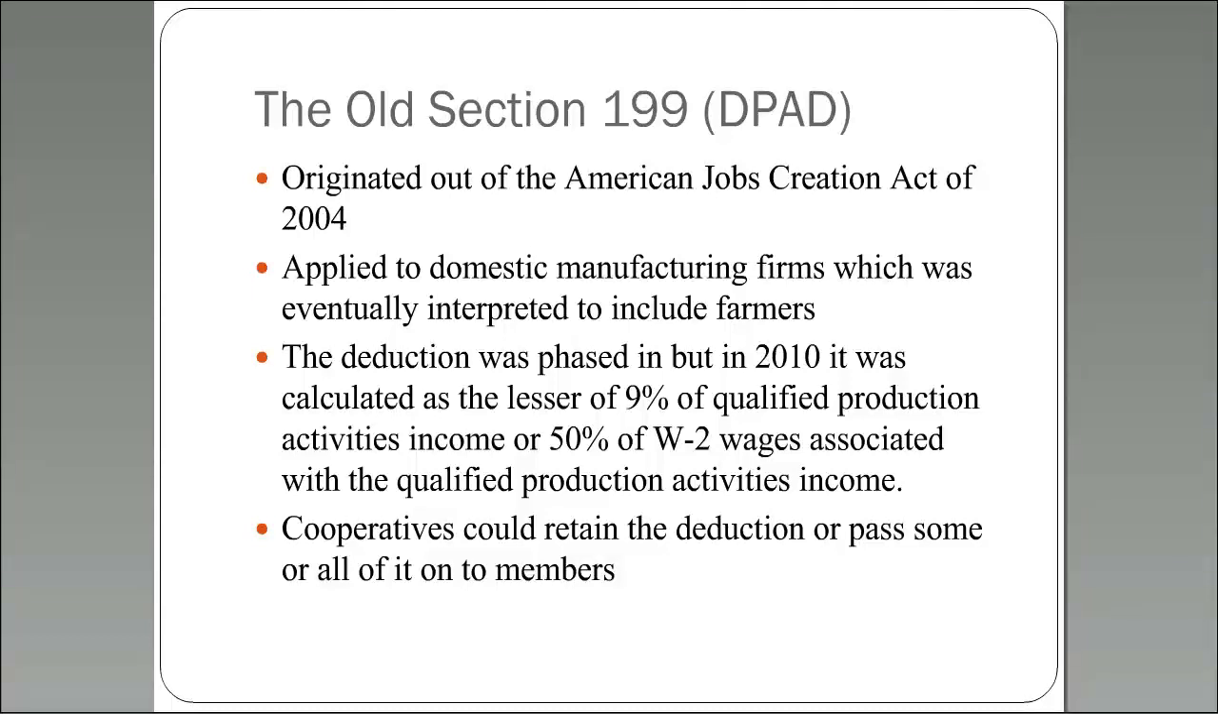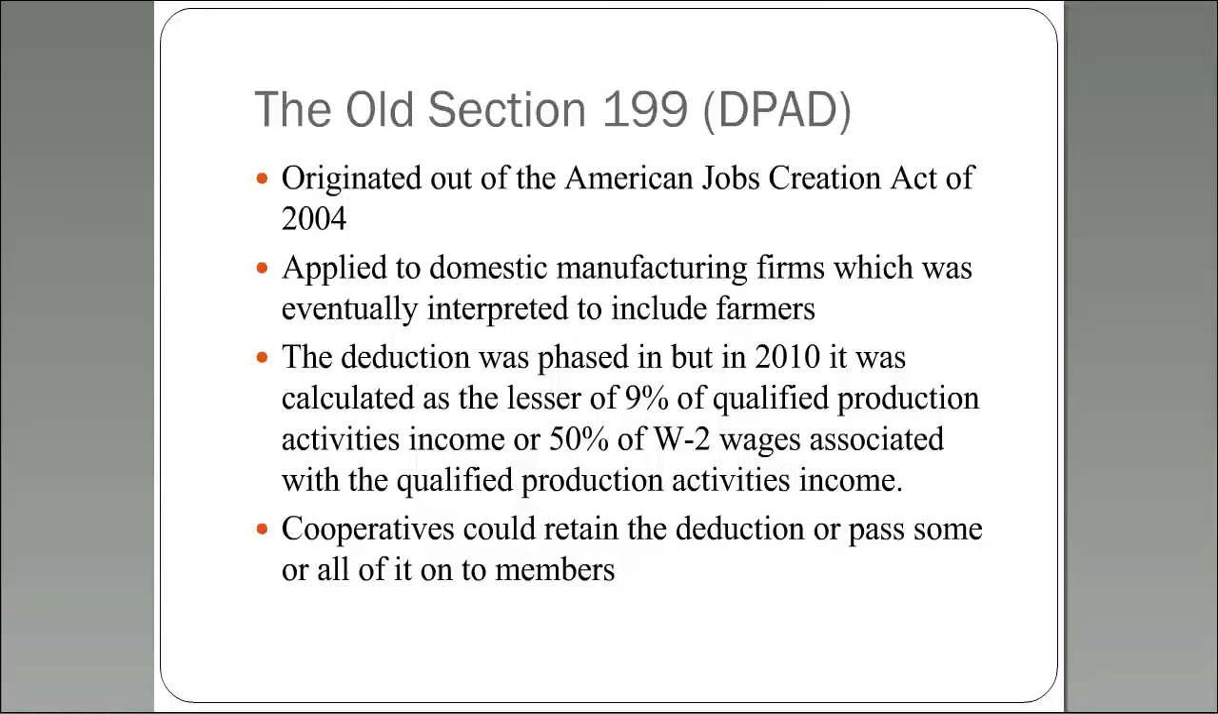So the old Section 199A, the DPAD, that came out of the American Jobs Creation Act of 2004, another tax act that we call the Jobs Act. And it was for domestic manufacturing firms. And so the concept was at one point, there was tax credits for somebody that exported. And they're saying, well, instead of just doing it for firms that export, we ought to be doing tax credits for firms that are manufacturing in the United States.